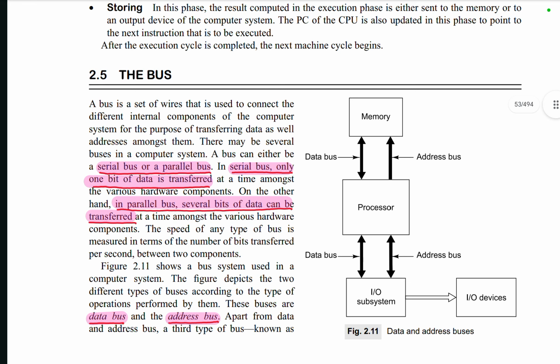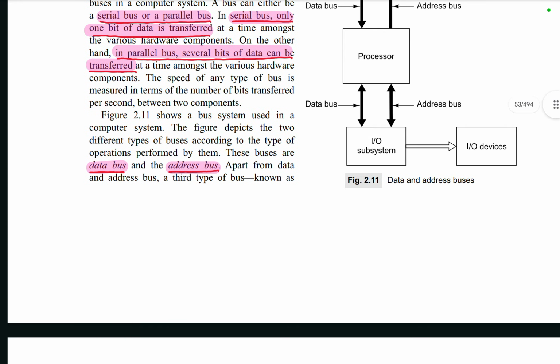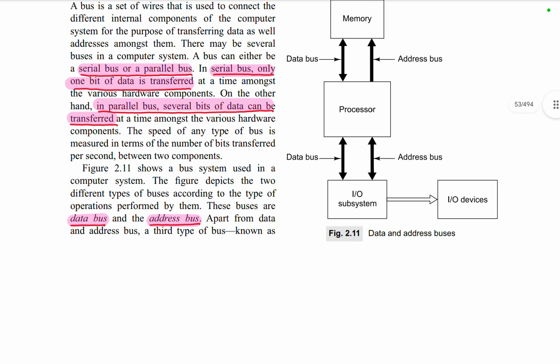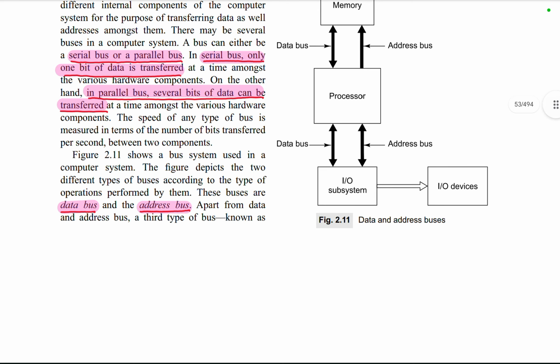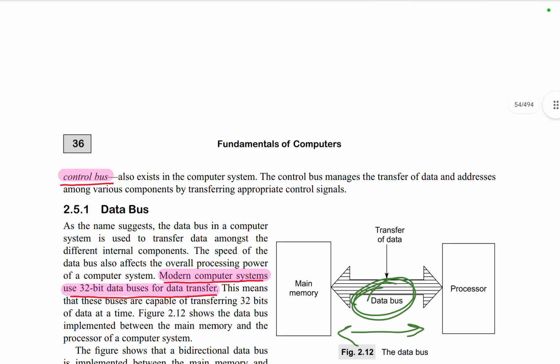Bus: a bus can be a serial bus or a parallel bus. In a serial bus, only one bit of data is transferred. In a parallel bus, several bits of data can be transferred. Types of bus: data bus, address bus, and control bus. The data bus carries data between memory and processor, and processor and input-output subsystem.